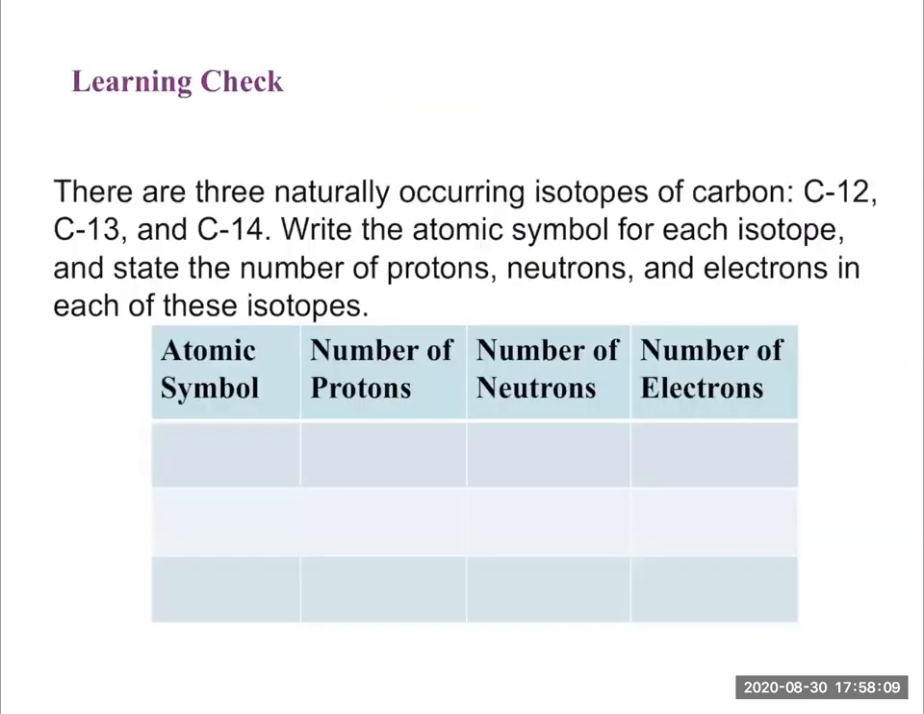Learning check. There are three naturally occurring isotopes, carbon-12, carbon-13, and carbon-14. Write the atomic symbol of each isotope and say the number of protons, neutrons, and electrons in each of these isotopes. We're going to have a question very similar to this on the exam. So make sure that you understand it.